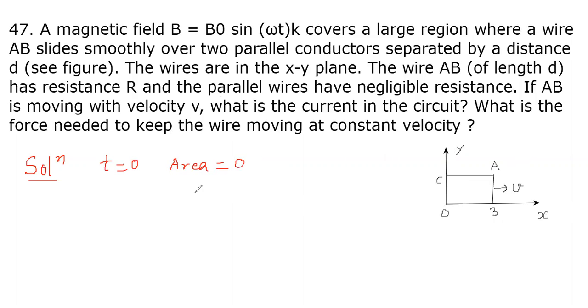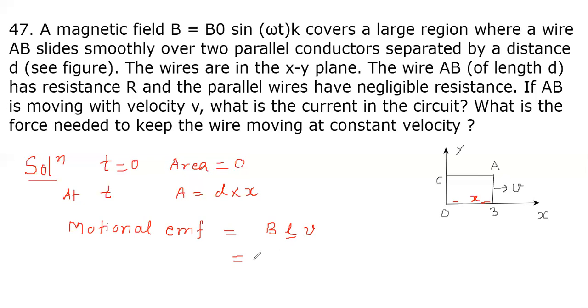When time passes and it becomes t, suppose the wire covers this distance x. The length of wire AB is D and the distance covered is x, so area will be D x. Now we find the motional EMF, that is given by B L V. Here, L is the length of the wire which is moving.